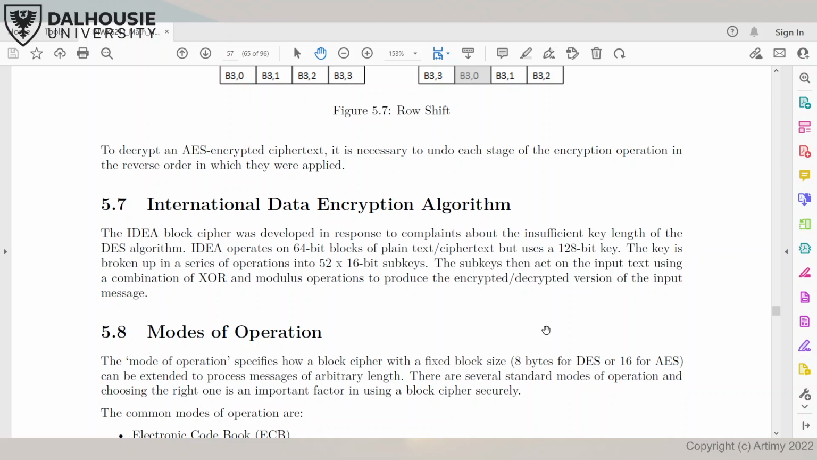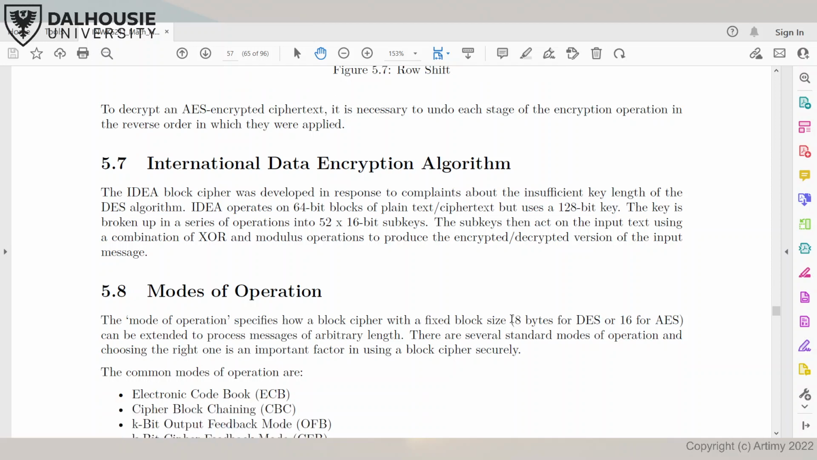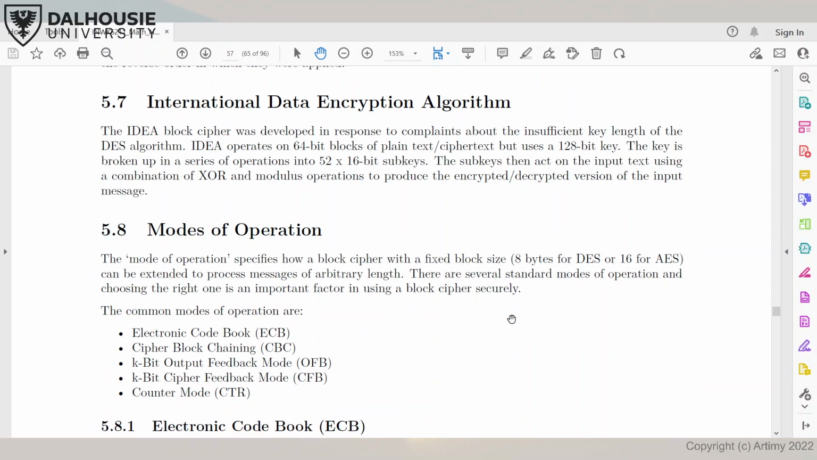So you may be asked what is the size of the message for AES? Well, it's 128. What is the size of the key? We have either 128 or 192 or 256, right? And for IDEA, the block is 64, but the key is 128. For DES, the block is 64 and the key is actually 56, but we expand it with parity bits to 64. Okay, so now we come to the topic of modes of operation.